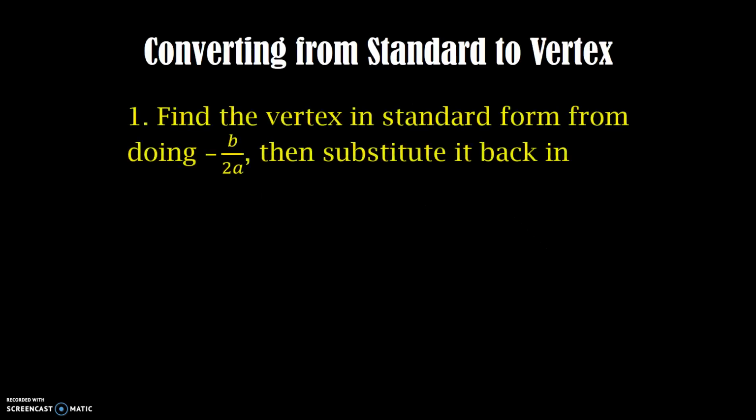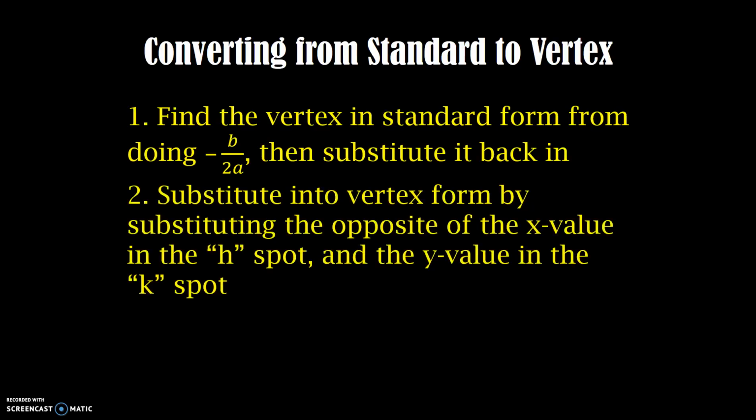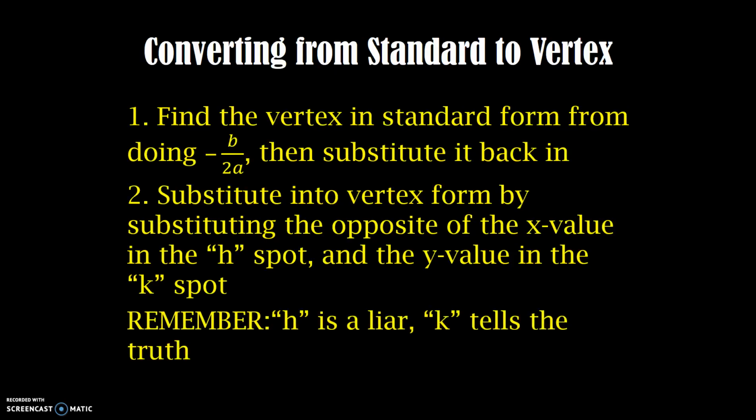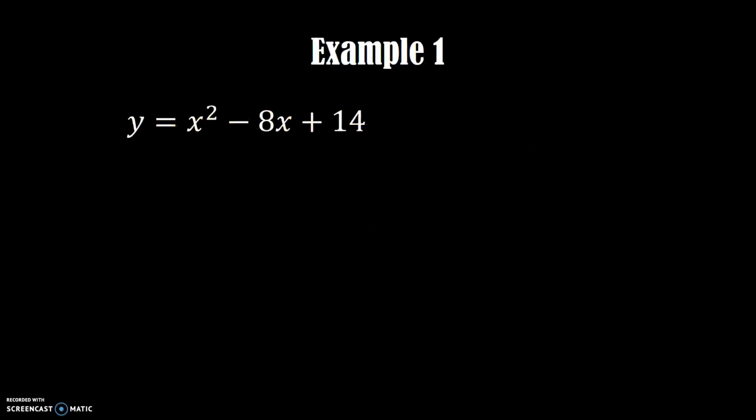So our first example here is going to be converting from standard to vertex form. The first thing we need to do is find the vertex from standard form, doing the opposite b over 2a, and substitute it back in. The second thing would be to take that value we found and put it into the equation and solve for k. And we're going to put the h into the h spot, and the y value is going to go into the k spot. Again, it's very important to remember h is a liar and k tells the truth.